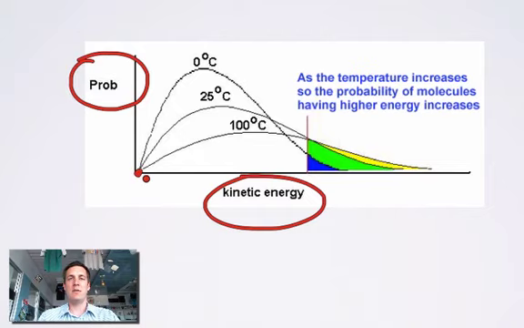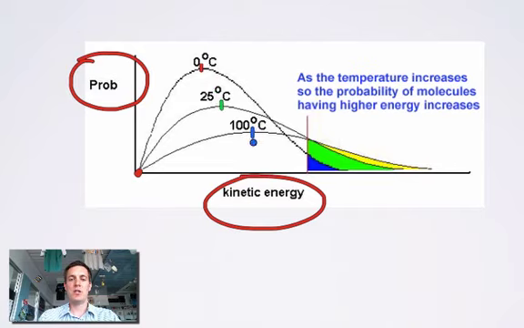We never find any particles with no energy. This means that no particles are ever completely motionless. That's really important. As the kinetic energy goes up, it becomes more and more likely that you will find particles with those energies until you reach a peak.